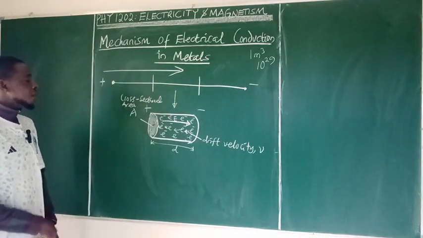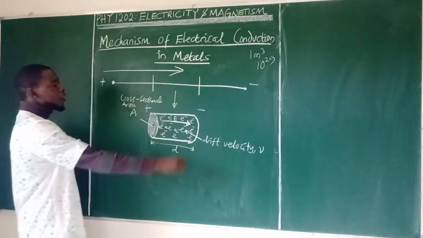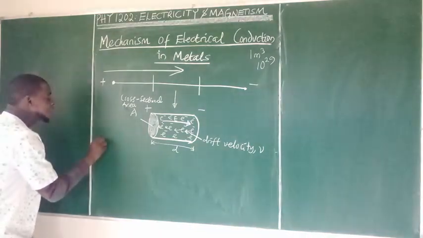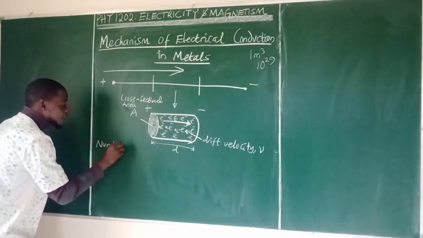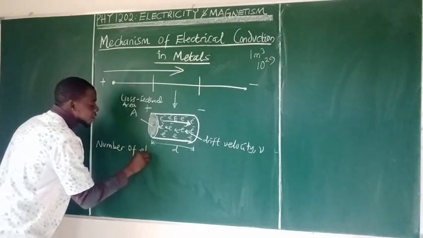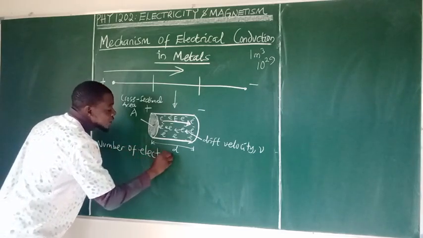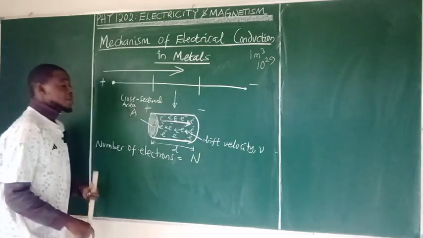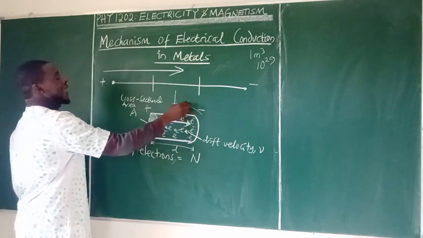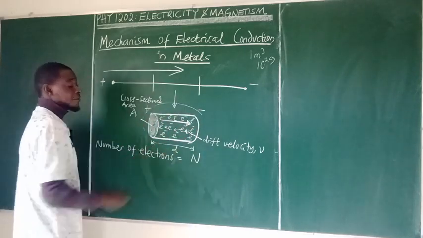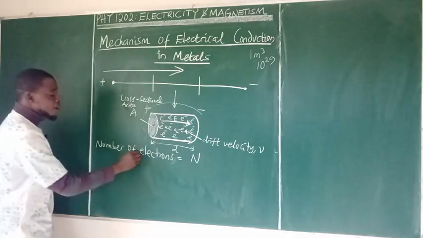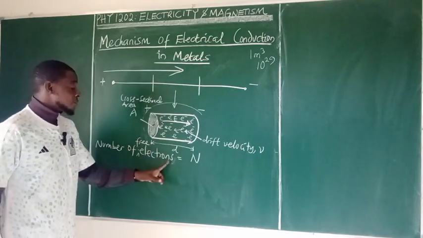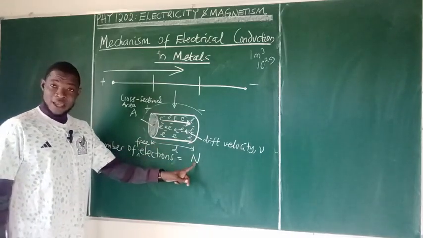They have drift velocity. Now, we're going to do something here. Let's say the total number of electrons that you have, the entire free electrons in this portion, the number of free electrons that I have, is capital N.